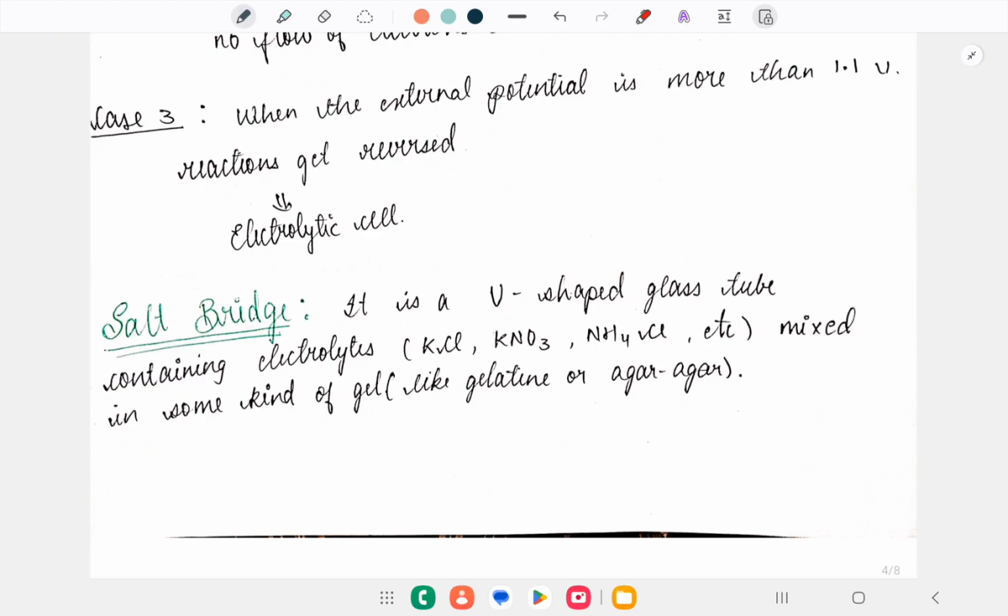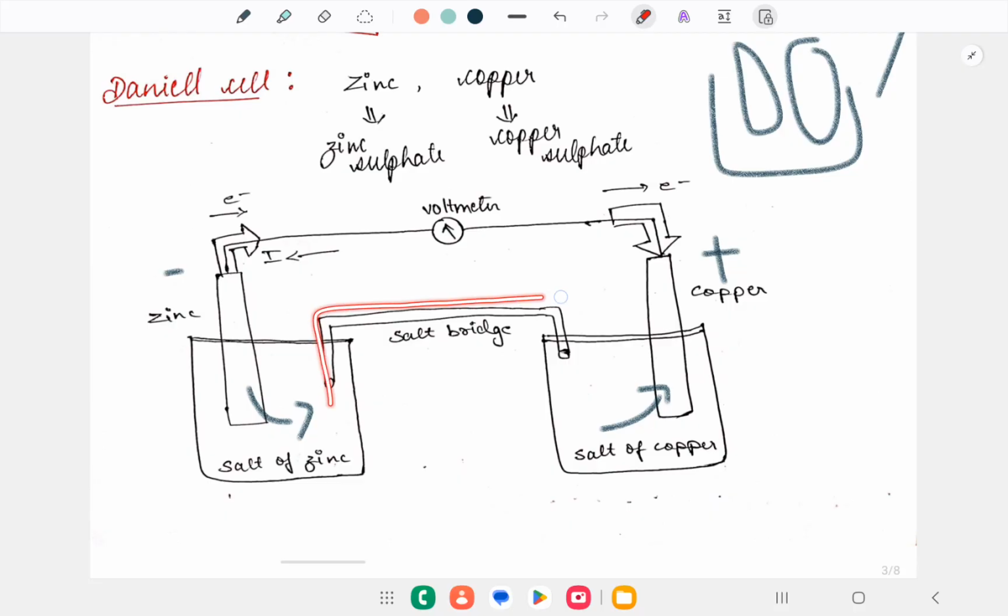Now we will understand what a salt bridge is. It is basically a U-shaped glass tube containing electrolytes such as KCl, KNO3, NH4Cl mixed in some kind of gel like gelatin or agar-agar. It plays a very important role in the working of an electrochemical cell: it completes the circuit and maintains the electrical neutrality of the solutions in each of the respective half cells. So the salt bridge will be the connection between the two half cells and will maintain the neutrality in between.